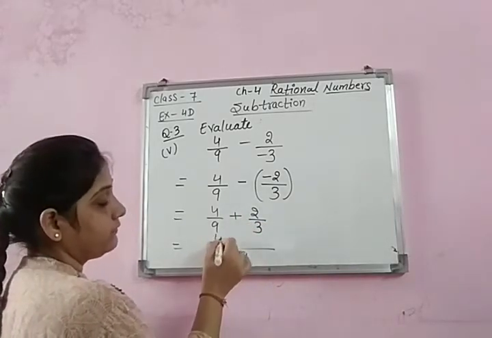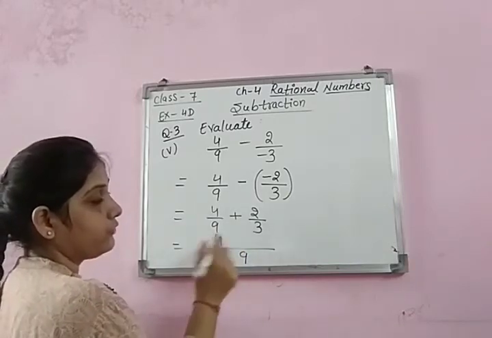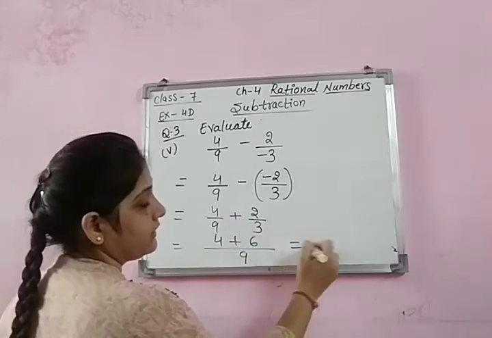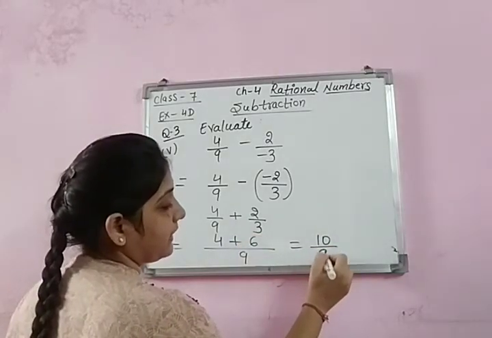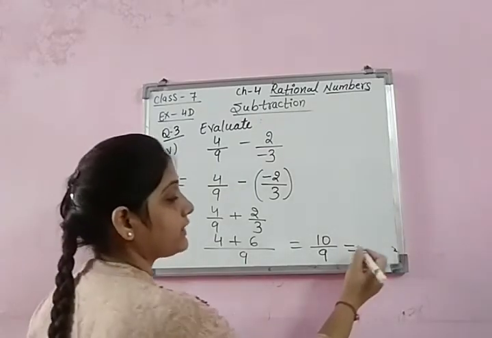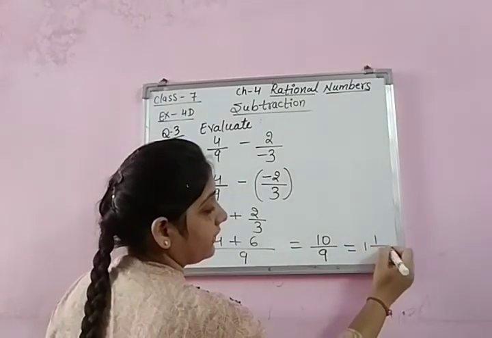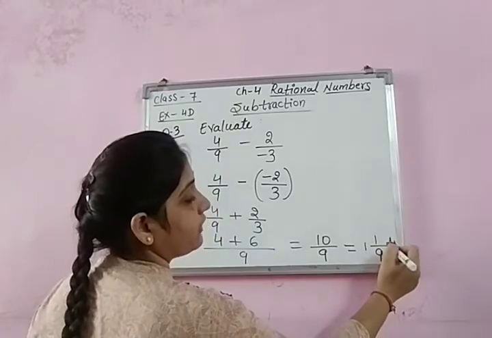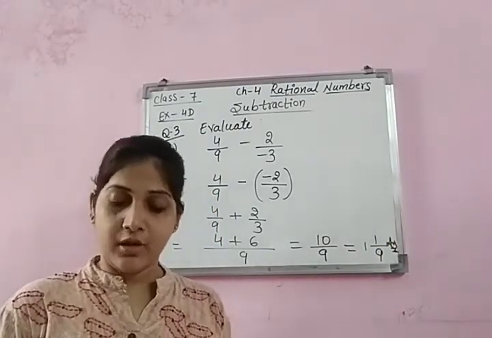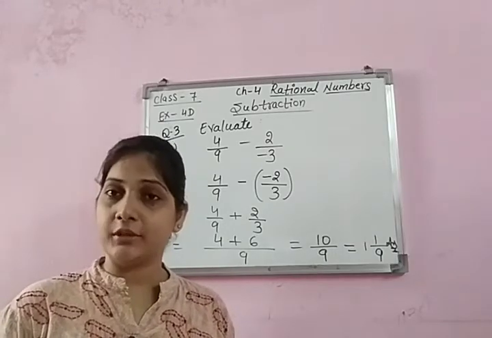LCM 9. 1 time 1 4s are 4. 3 3s are 9 and 3 2s are 6. 6 plus 4 gives us 10 by 9. And this is an improper fraction, so I can write it in mixed form also. 9 1s are 9, 1 remainder, so 1 whole 1 by 9 as a proper fraction. So I hope the question is clear to everyone.